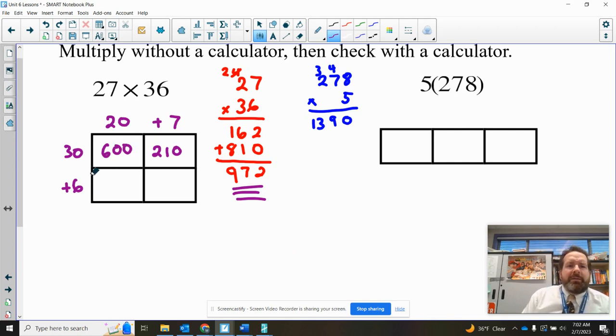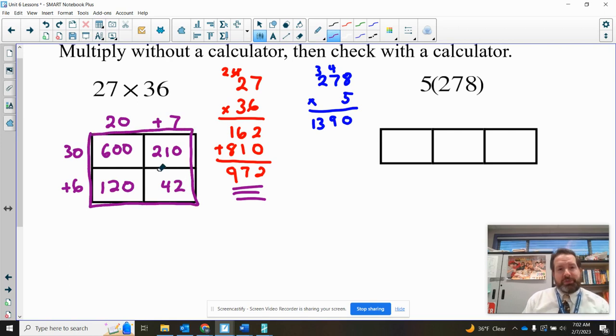Down here, this lower left box is 6 units high and 20 across. 6 times 20, length times width, is 120. And then lastly, 6 high and 7 across, length times width would be 42. I hope I can convince you that the area of the whole big rectangle should be equal to these separate smaller parts added together.